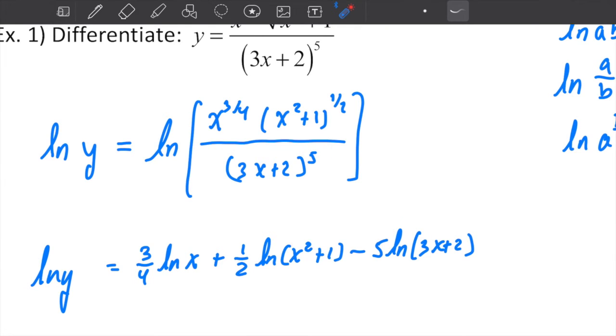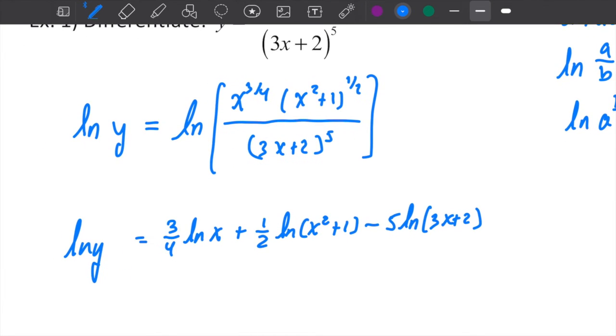Now note that x squared plus 1 or the 3x plus 2 cannot be split because that is a sum inside a logarithm, not a product, not a quotient. Now, let's differentiate. We know the derivative of each of these is considerably easier. So I'm going to apply my derivative to the entire statement.